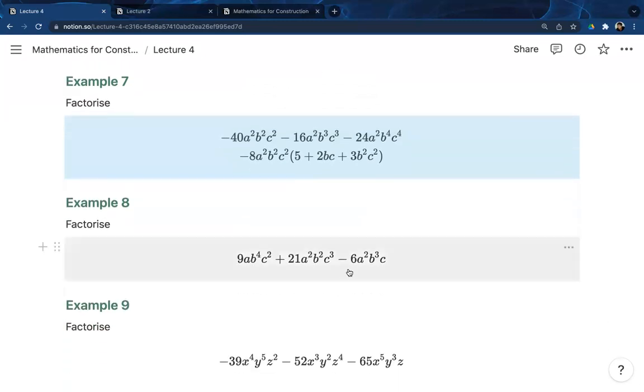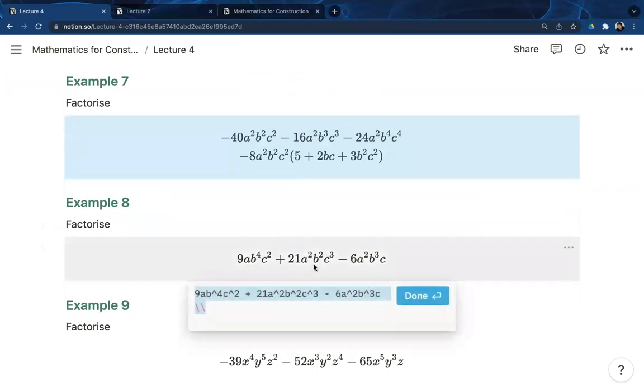Number 8, I could give people a lot of trouble, but I don't know why. A lot of people made errors here.